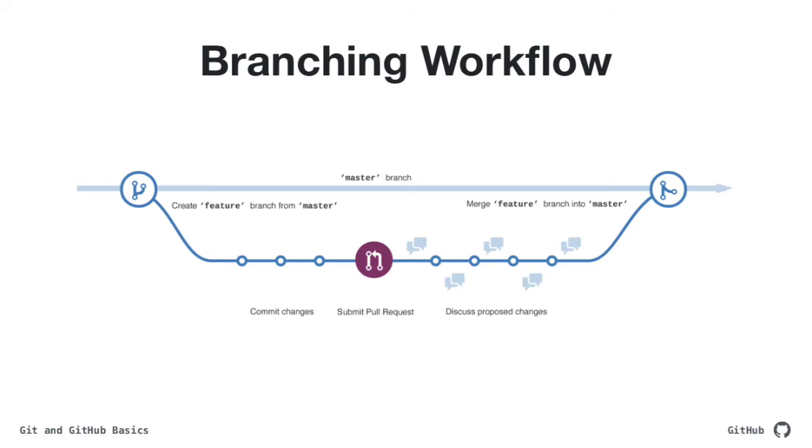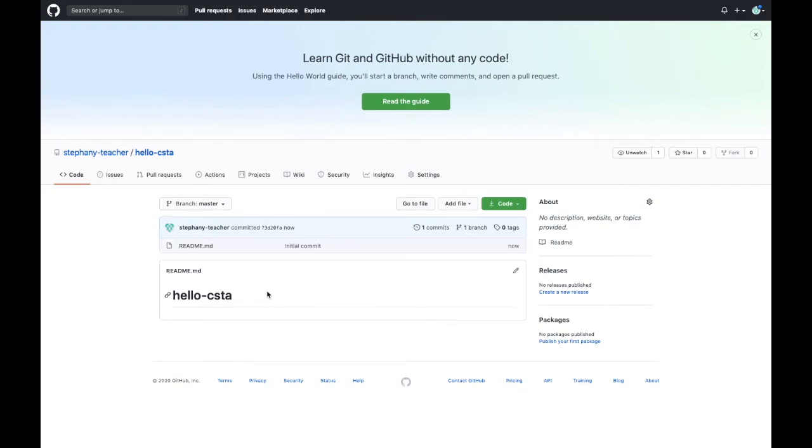So let's create a branch. Let's navigate to the repository we just created and click on the drop-down above the file list that says Branch Master. To create a branch, we'll type a branch name. For me, I'll type readme-edits into the text box, and then press enter on your keyboard.